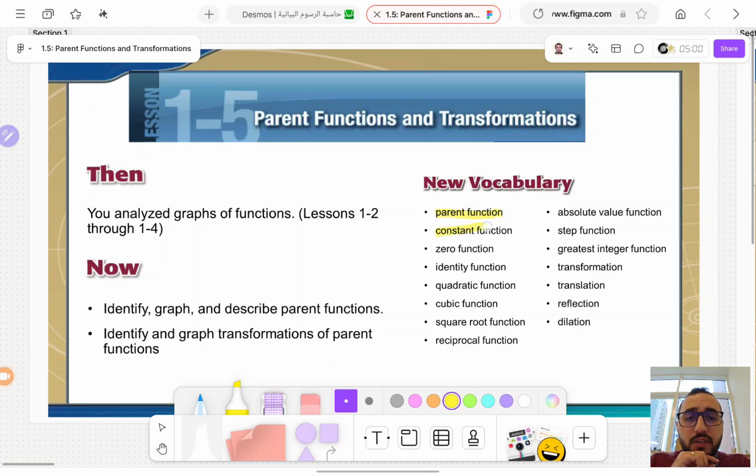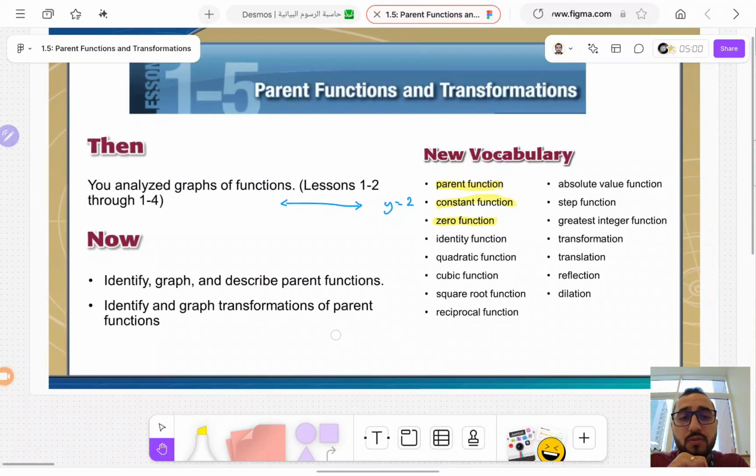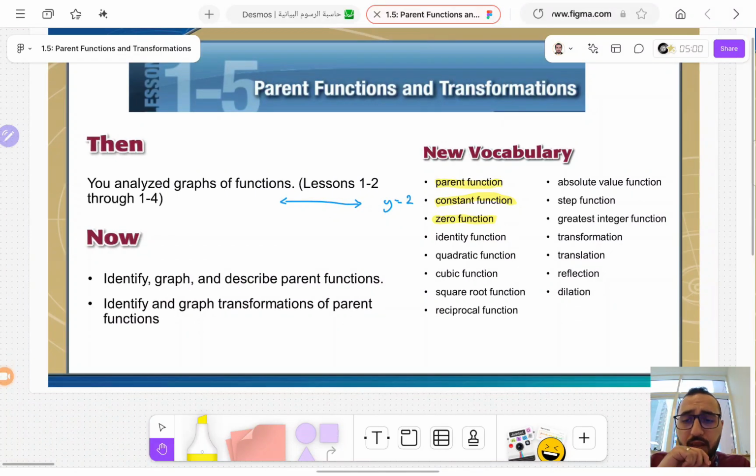Then we have the constant function, which is only numbers. So if I have, let's say, y is equal to a number, the constant function is always a straight line. This is the constant function. Then we have the zero function, which is zero; from its name you can understand it. Then we have the identity function, the quadratic function, the cubic function, square root function, reciprocal function, and absolute value function. All of these functions we are going to go through, one by one.